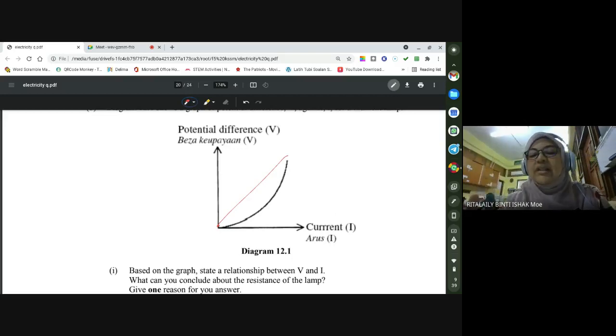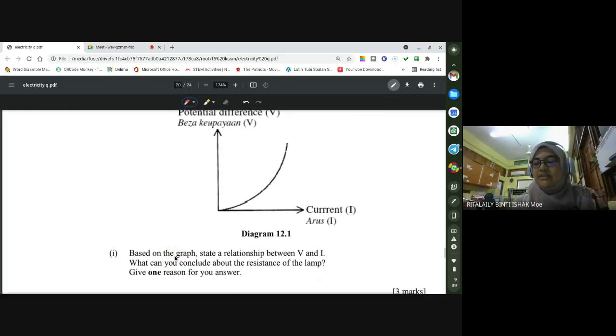Okay, so the correct answer is your second part. Yes, when V increases, current increases. So just give a general answer, because potential difference does not increase linearly with current. So we shouldn't answer linear. Okay, so our answer is potential difference increases with current, or when potential difference increases, current increases. Okay, so number 2, what can you conclude about the resistance of the lamp? Or from where can we conclude the resistance of the lamp based on the graph?